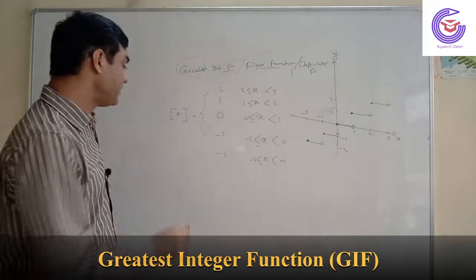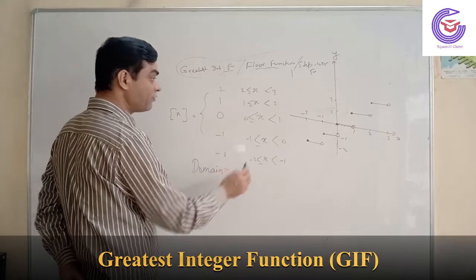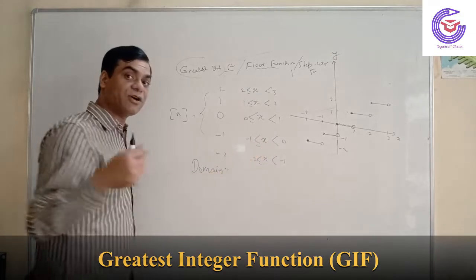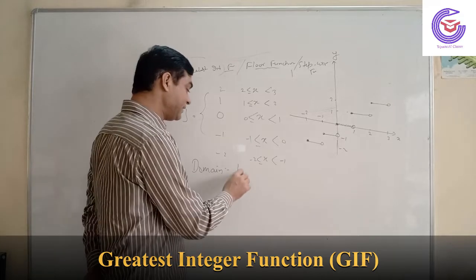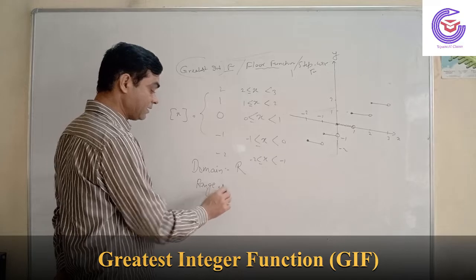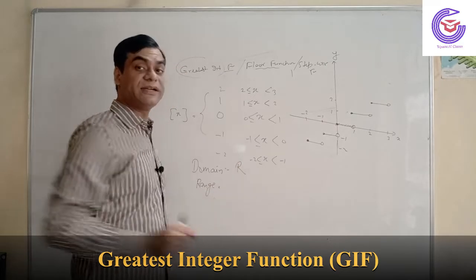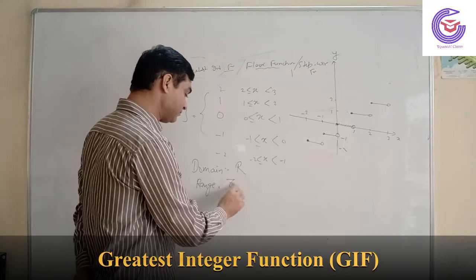Okay, what is the domain of this function? If you see the domain of this function, it basically takes all the values of x, so it will be the real numbers. What is the range of this function? The range of this function is giving only integer values, so it is called Z.